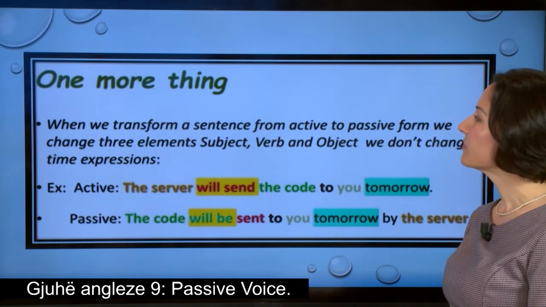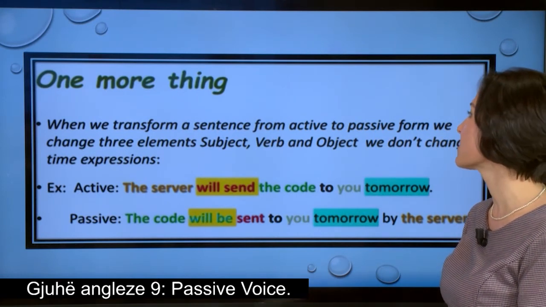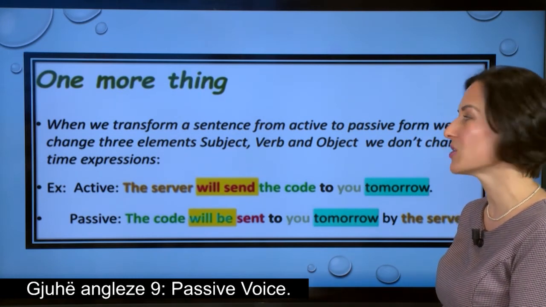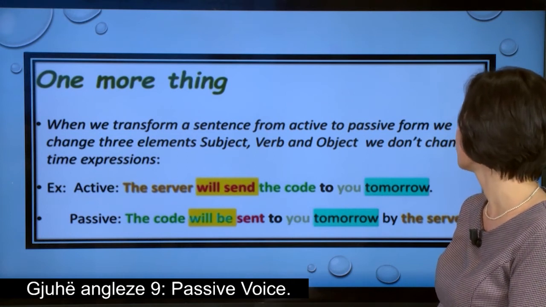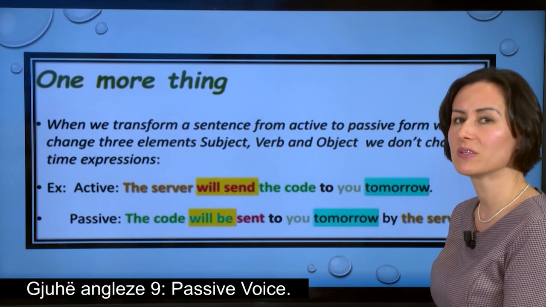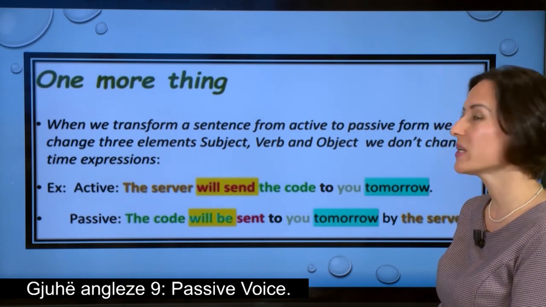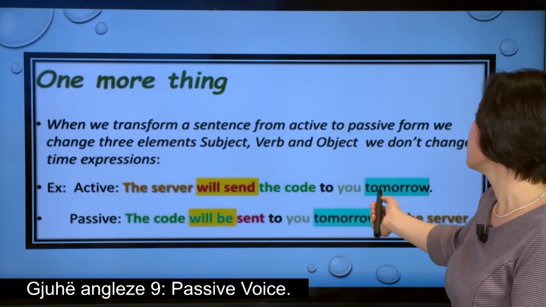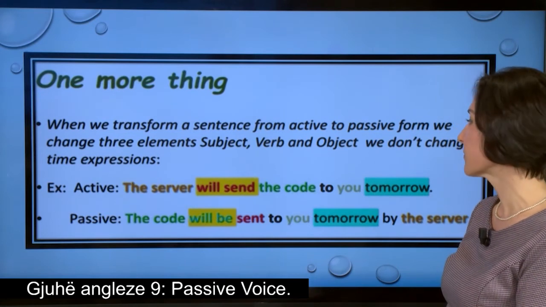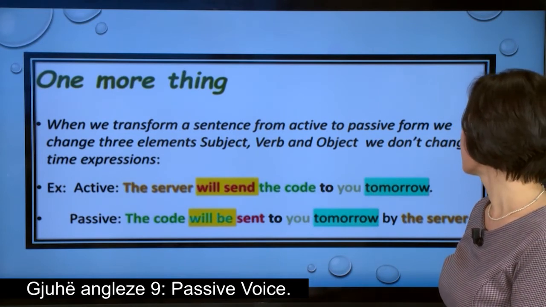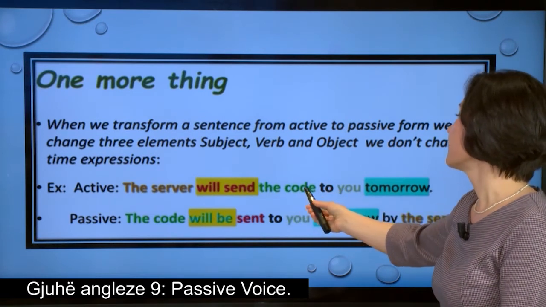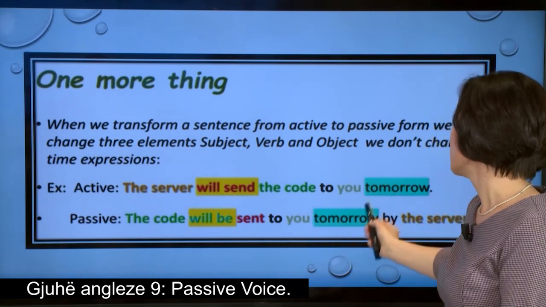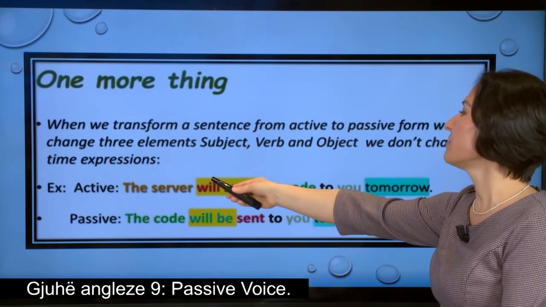One more thing. When we transform a sentence from active to passive form, we change 3 elements: subject, verb, and object. And we don't change time expressions. For example, the server will send the code to you tomorrow. The code will be sent to you tomorrow by the server.